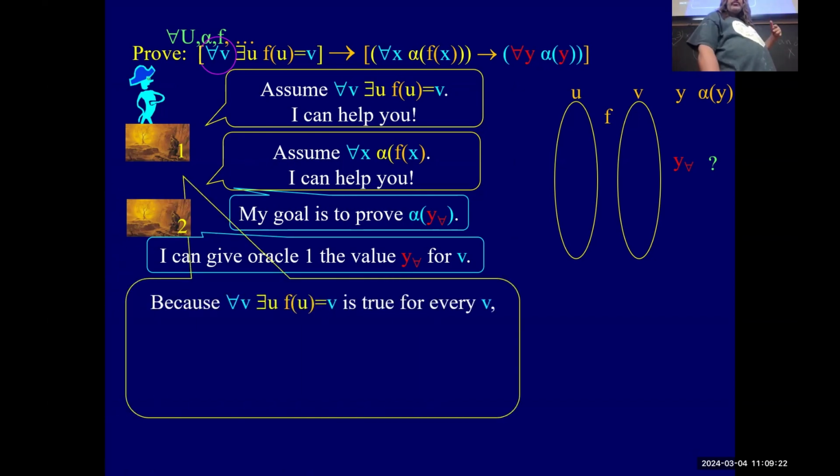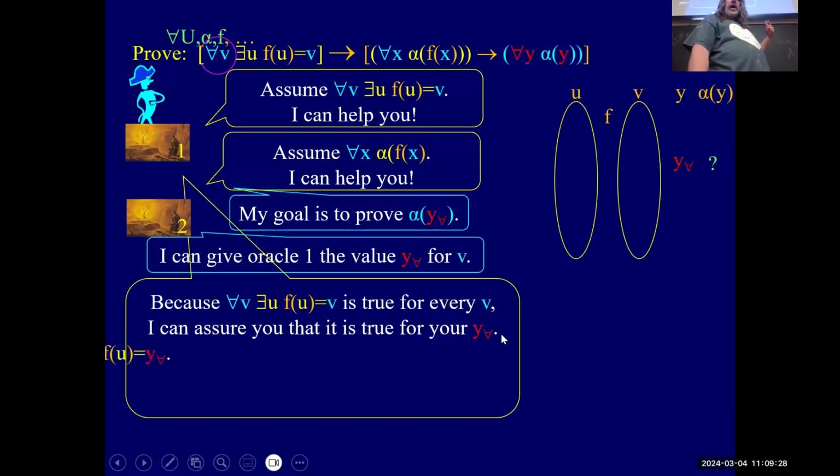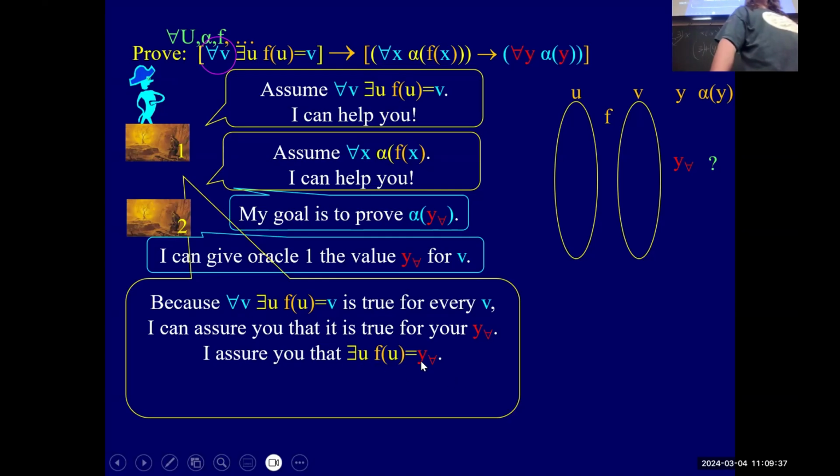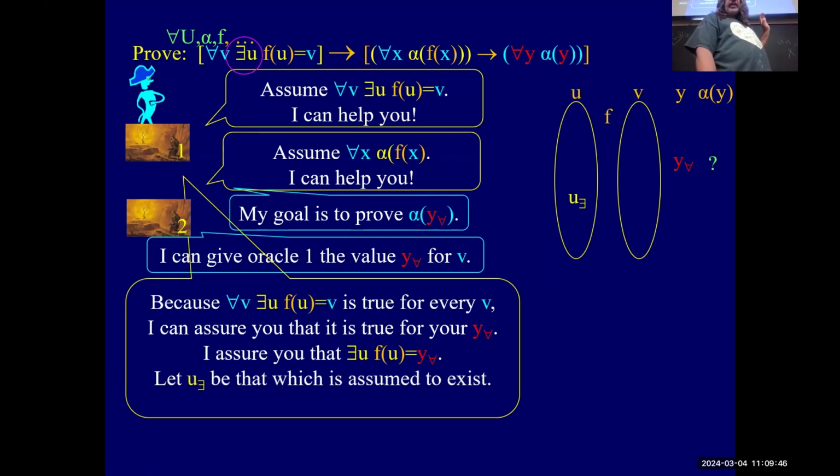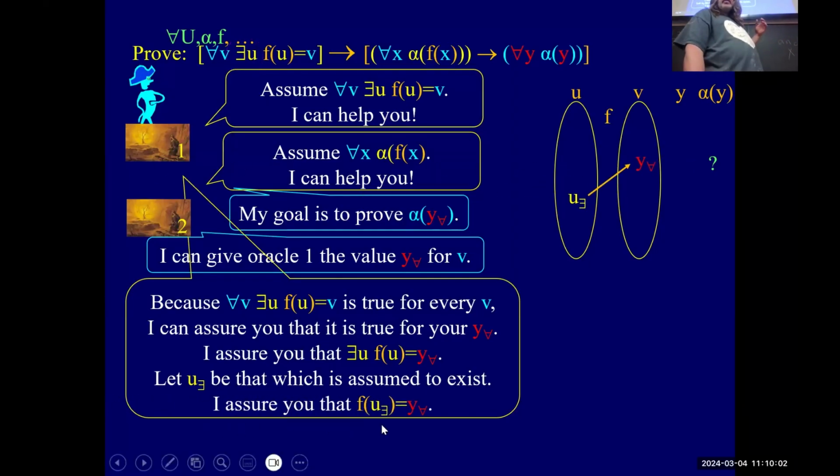What does she do? She says, well, because it's true for every V, it's true for your Y, right? So she's assuring me this statement here. It's the same statement where I plugged in the Y. She's assuring me of that. And so now she's ready to give me some object, right? So she gives me, here it is, it's kind of hidden under here, a U sub exists, right? It's a U that she's assuring me exists. And what do I know about it? I know that F is true for it, right? Does that make sense?